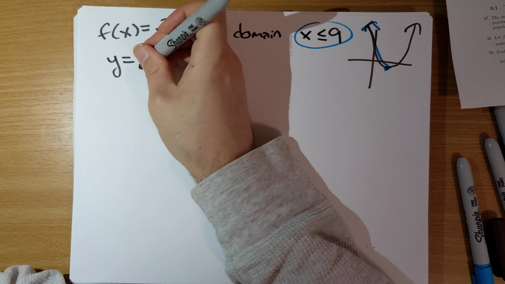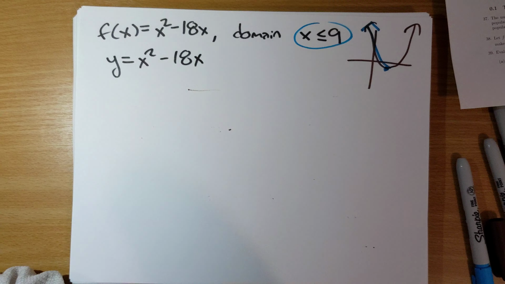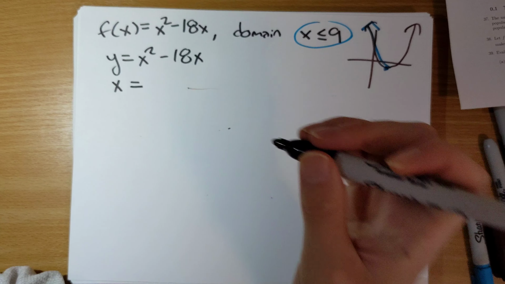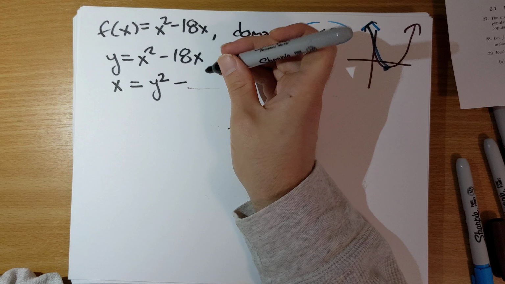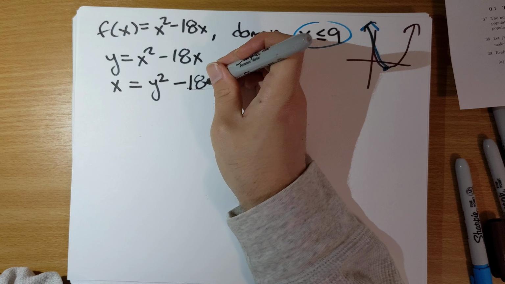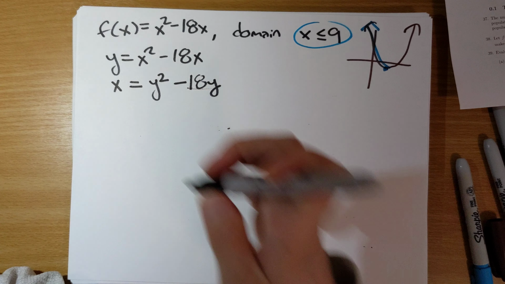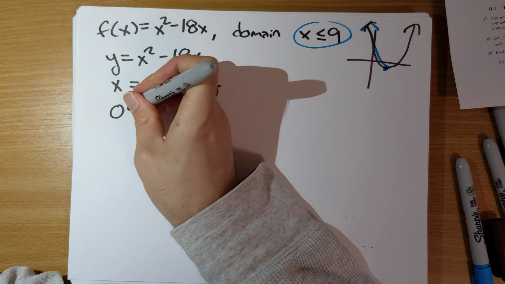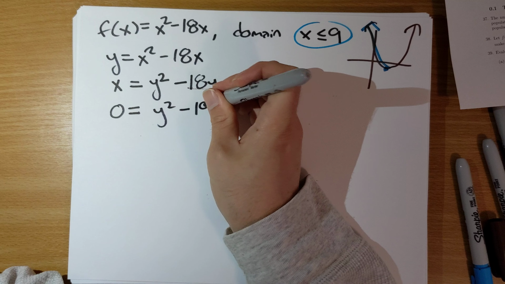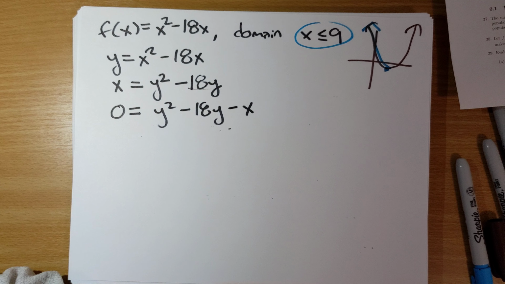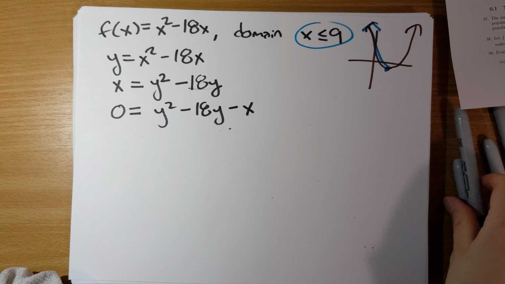Well, we write y is equal to x squared minus 18x. What we want to do is interchange the roles of x and y and solve for y in terms of x. So interchange gives us x is equal to y squared minus 18y. Moving everything to one side, we have 0 equals y squared minus 18y minus x, and we're going to apply the quadratic formula here.